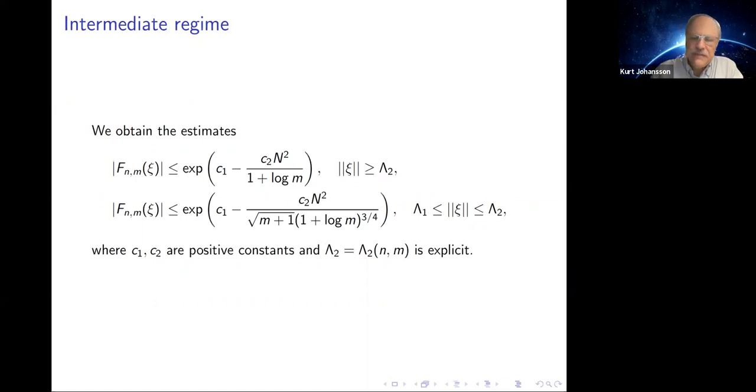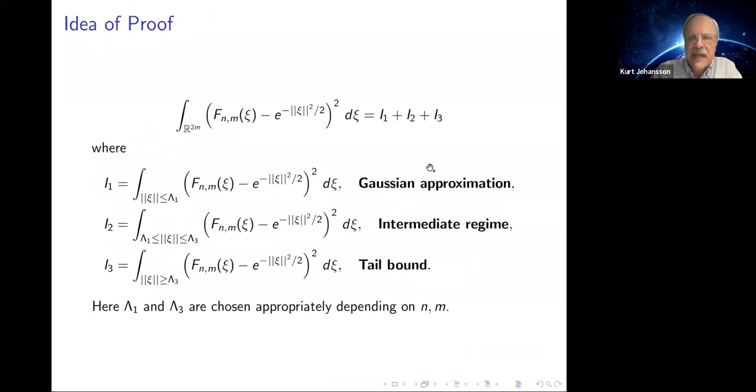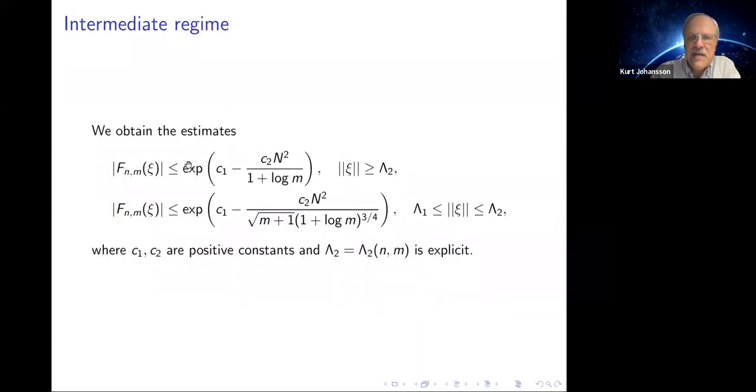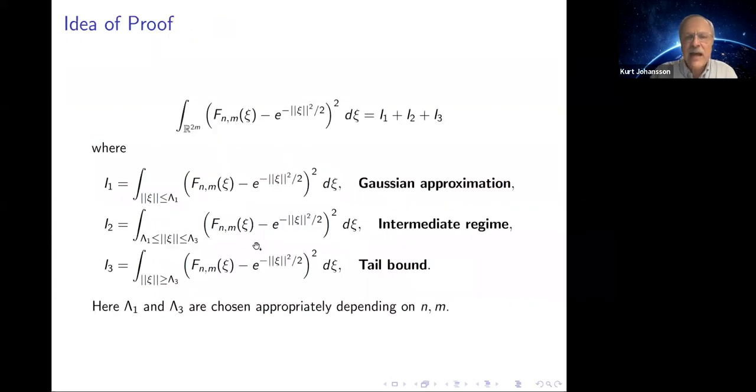But this means that now, if we go back to this split that we had, we control the Gaussian approximation, we know how to do the intermediate regime. But from the intermediate regime, if I go back, you see this is bounded by something which is very small, but it doesn't decay with xi, right? So I cannot use this all the way to infinity in xi. It doesn't give me anything for really large xi. So that's why I need a tail bound also. I need to do something else for xi really large here.